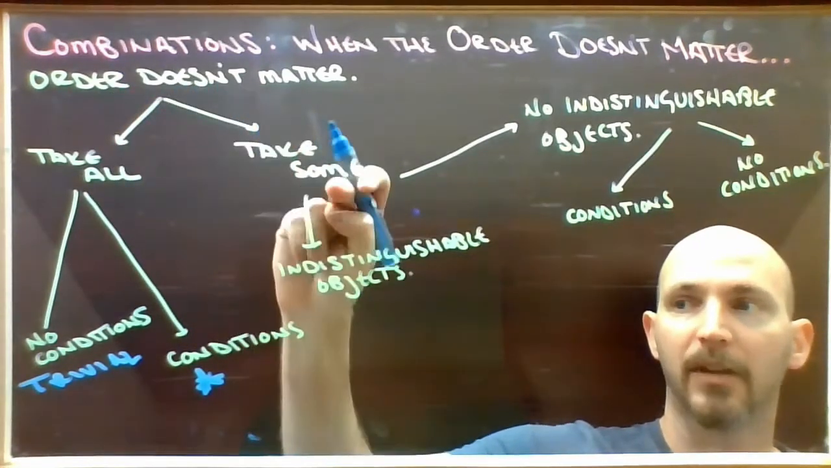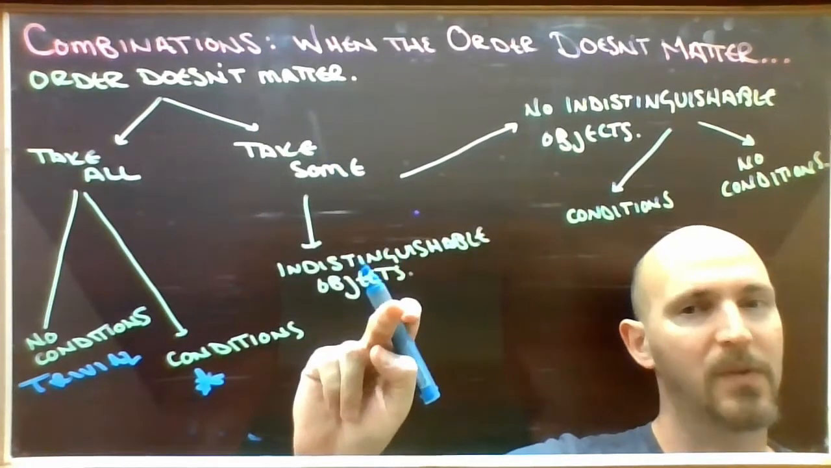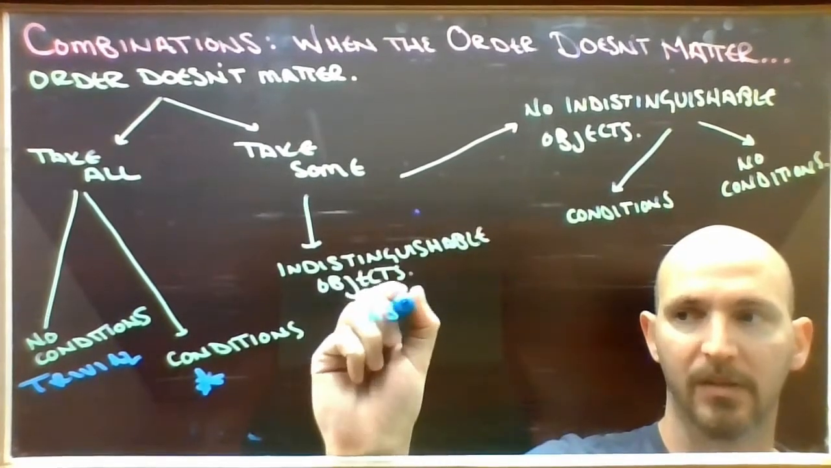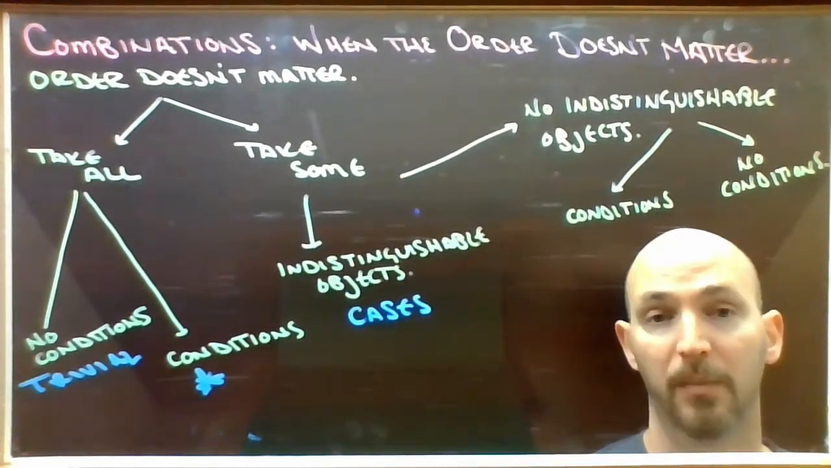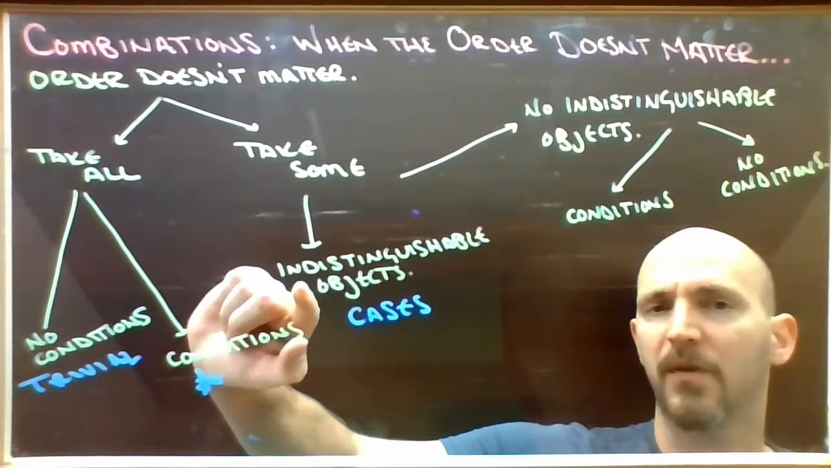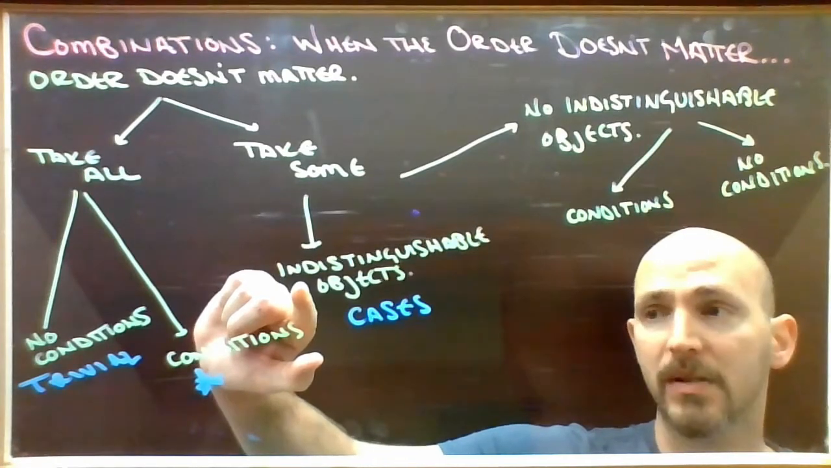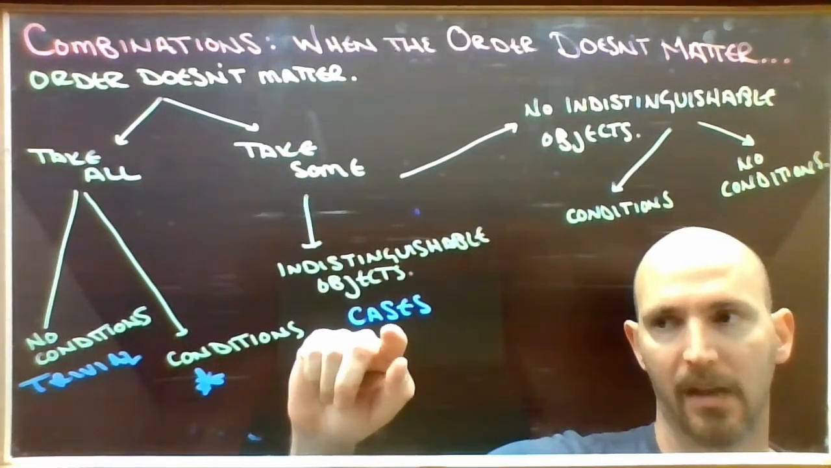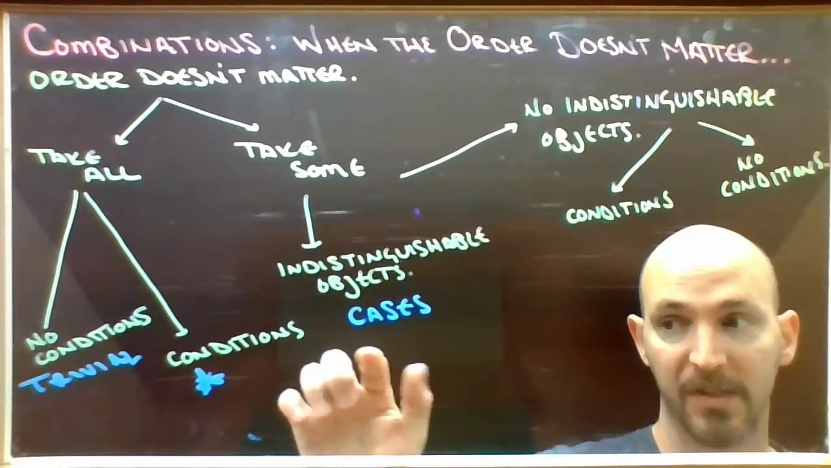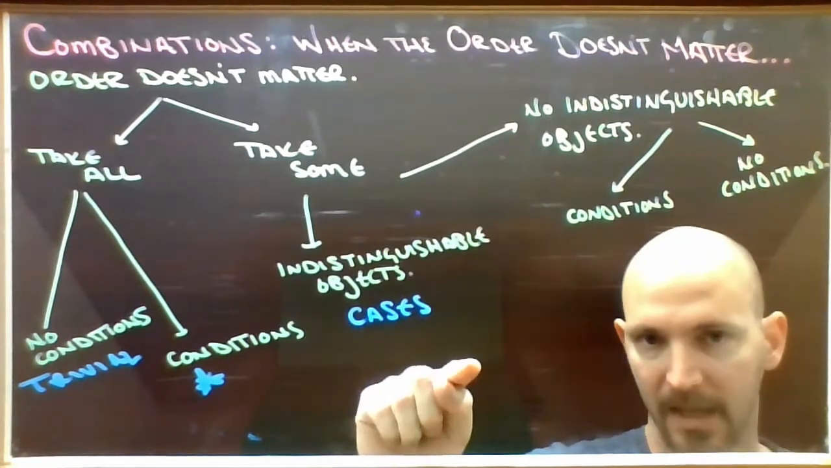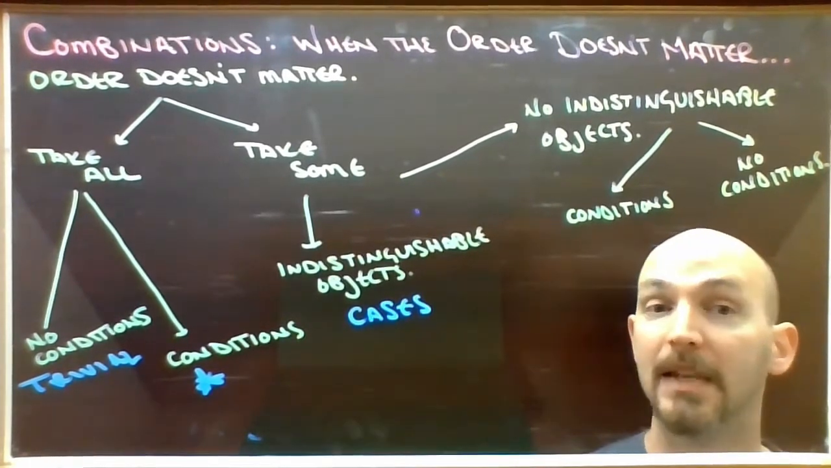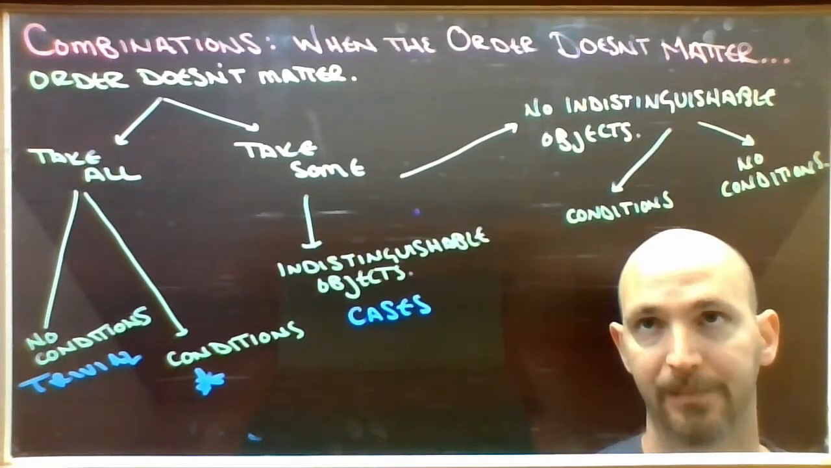If the order doesn't matter and you only take some of them, and some of those objects are indistinguishable, then that's a cases question, which is no different than when we were doing permutations. Anytime you see that you only take some of the objects and some of those objects can't be told apart, you're going to have to use a cases method. If you find some of those on the practice problems, you're just going to put that star and say, taking some, indistinguishable, write the word cases, put it in a circle, and then leave that question until after you've seen the next video.